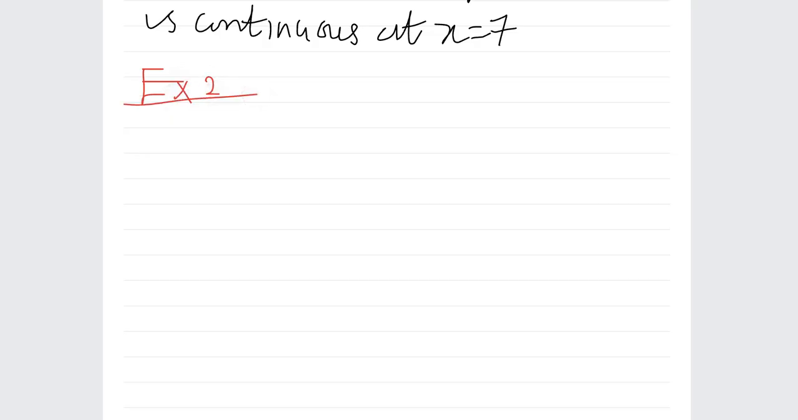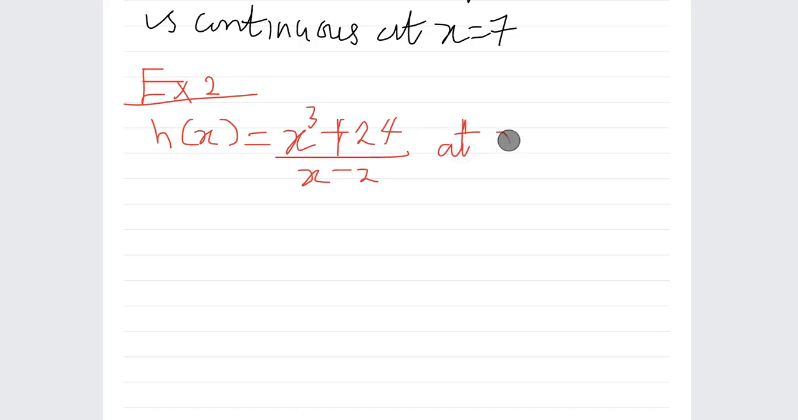So you want to check if the function h of x, given by h of x equals x raised to power 3 plus 24, all over x minus 2, is continuous at x equal to 1.